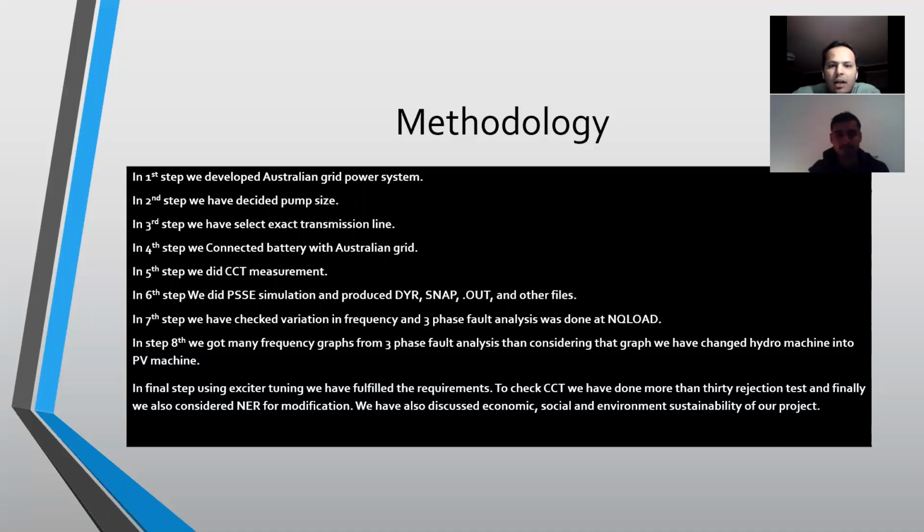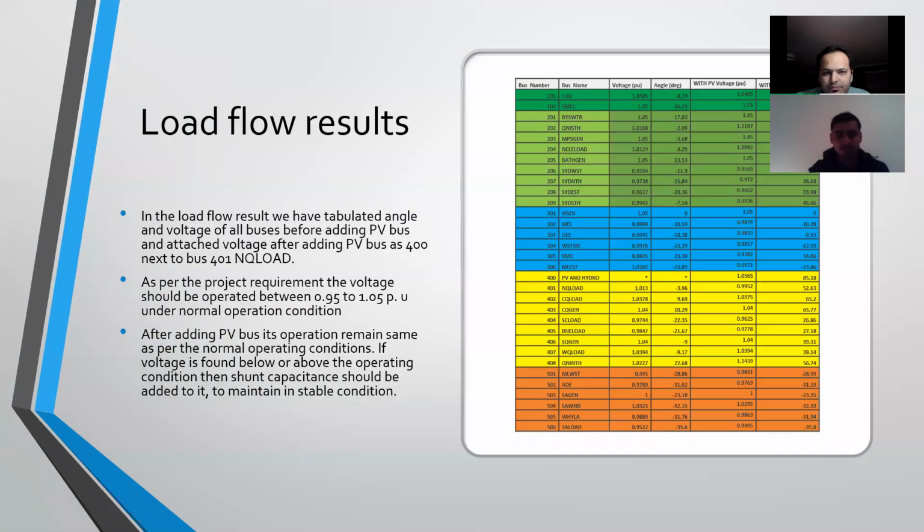Then we applied the three-phase fault, and we got the frequency graph from the three-phase fault. We performed this with hydro and without hydro, and finally we checked everything, like exciter tuning, CCT, and the 30% rejection test with respect to NER modification.